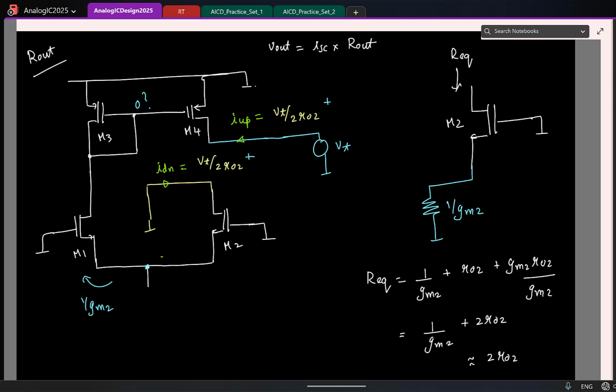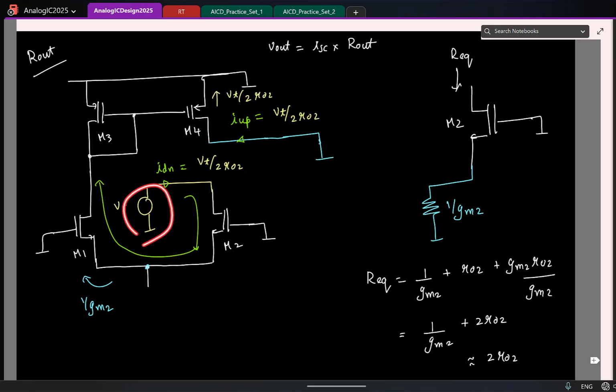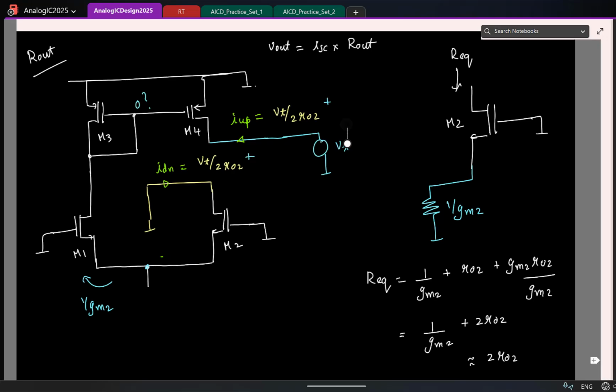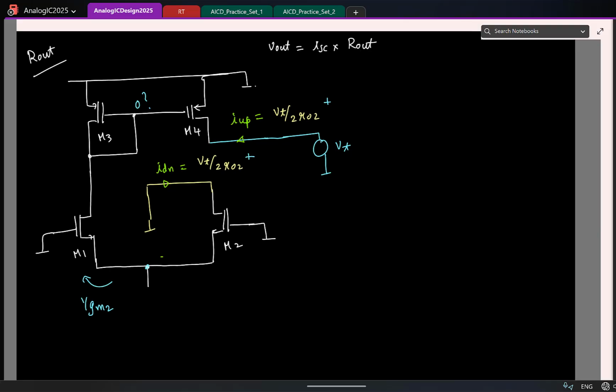Where is the current flowing? VT by 2 or not. Okay, remember that. This VT by 2 or not was flowing when I applied the voltage source here. If it's confusing, let's actually separate it out. I think that is a point of confusion. Let's remove this. So I'll have I up, I down. Due to the yellow voltage source, I know that I had the same current flowing here.